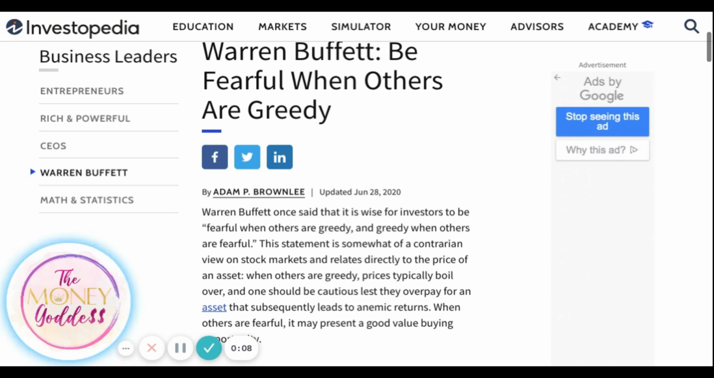If you aren't familiar, Warren Buffett famously quoted, "Be fearful when others are greedy, and greedy when others are fearful." This statement is somewhat of a contrarian view on stock markets, and it relates directly to the price of an asset. So when some people are greedy, of course, the demand continues to increase, driving prices up, and people become very greedy. And that's where we get, what do we know? FOMO, which is fear of missing out.